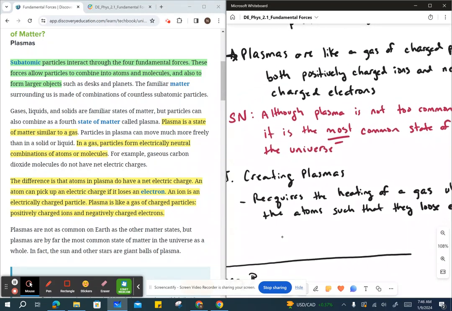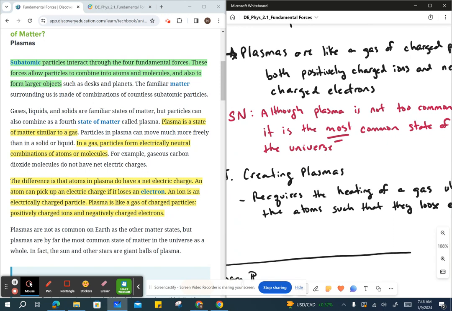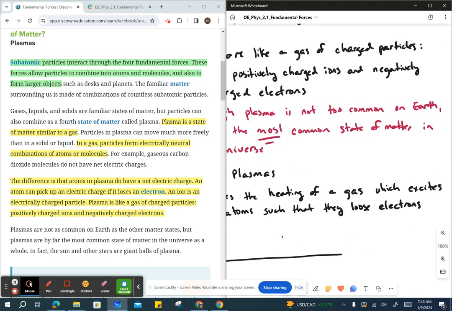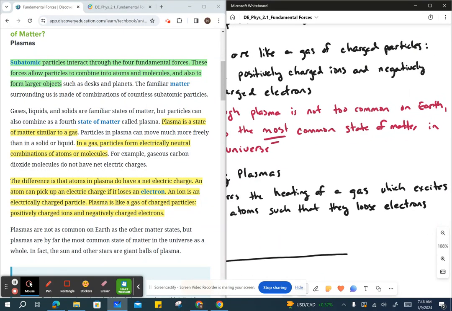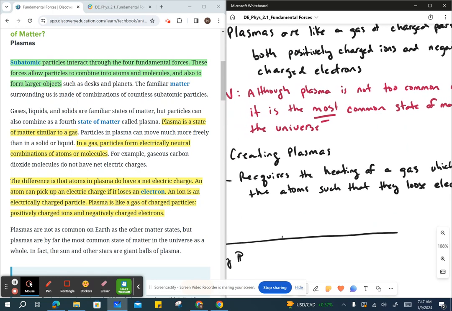We said that. And I've got a little side note here for you. Although plasma is not too common on Earth, it is the most common state of matter in the universe. That's surprising maybe to some of us, because our experience on Earth, your teachers rarely talk about plasma because our world is full of solids, liquids, and gases. But when you move out into outer space, all that star stuff that's out there, those are plasmas. The sun burning those gases, plasma, big ball of plasma. So that's what really makes up the universe.